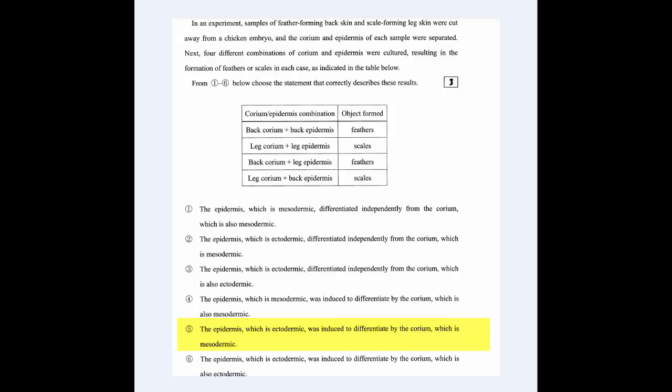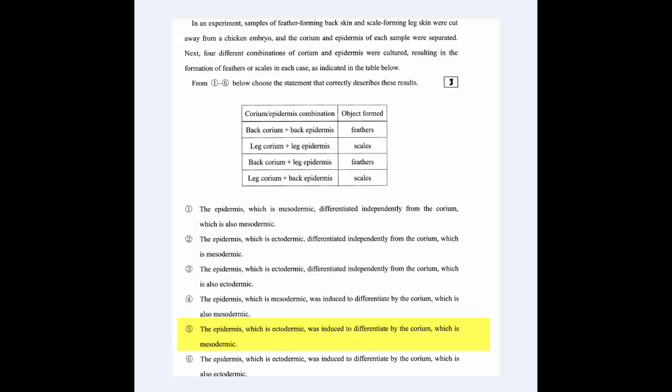Number 3. In an experiment, samples of feather-forming back skin and scale-forming leg skin were cut away from chicken embryo, and the corium and epidermis of each sample were separated. Next, 4 different combinations of corium and epidermis were cultured, resulting in the formation of feathers or scales, in each case as indicated in the table below. From 1 to 6 below, choose a statement that correctly describes the results.